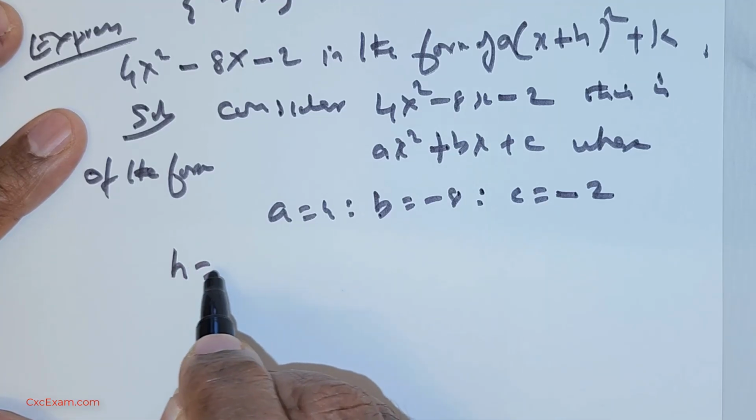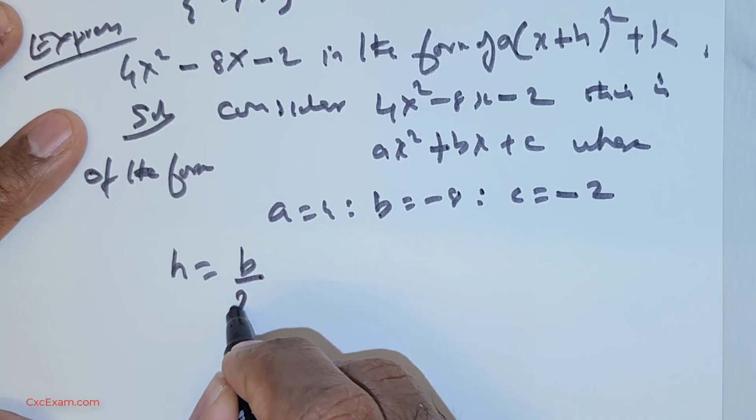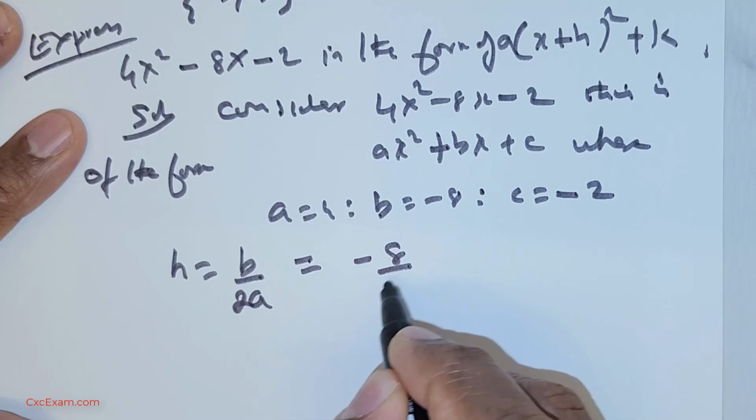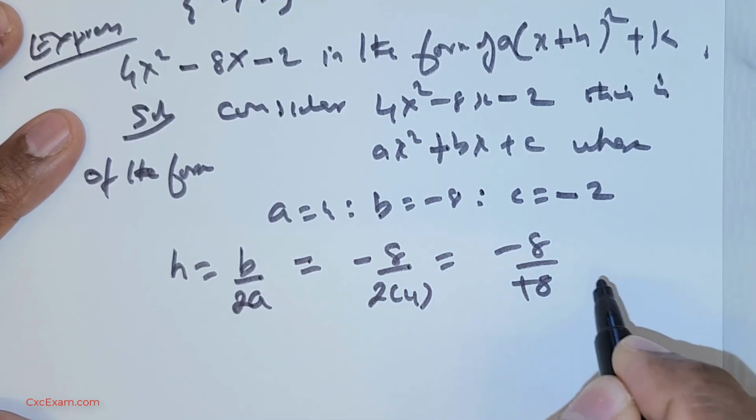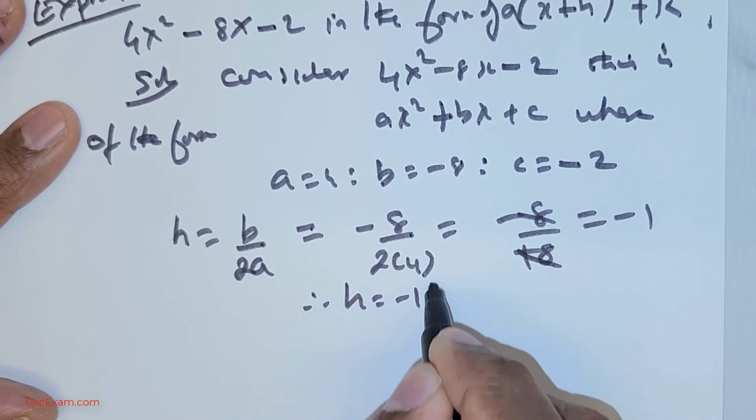Now h has got a representation which is going to be b over 2 times a. It's going to be negative 8 divided by 2 times of 4, which is negative 8 divided by 8 gets cancelled, giving me -1. So therefore h is equal to -1.